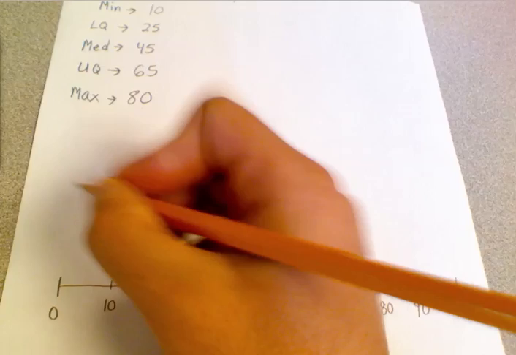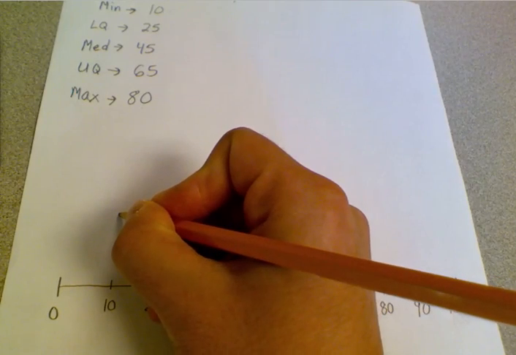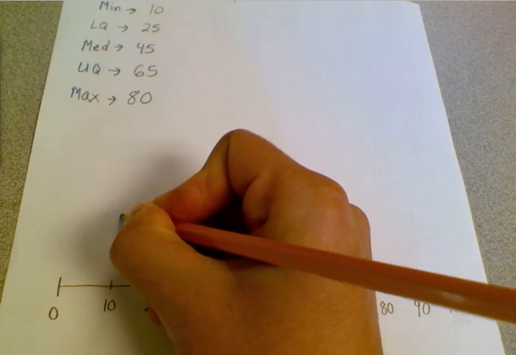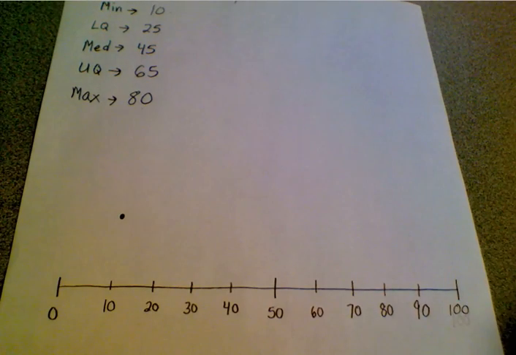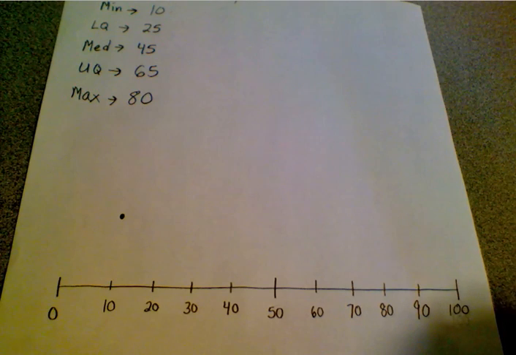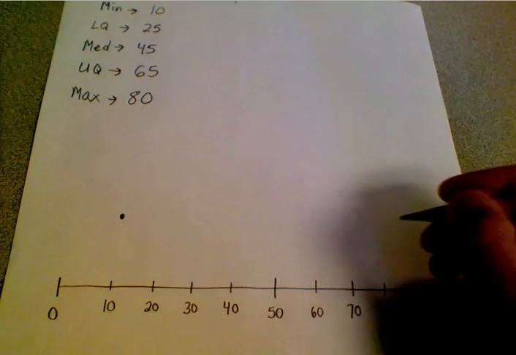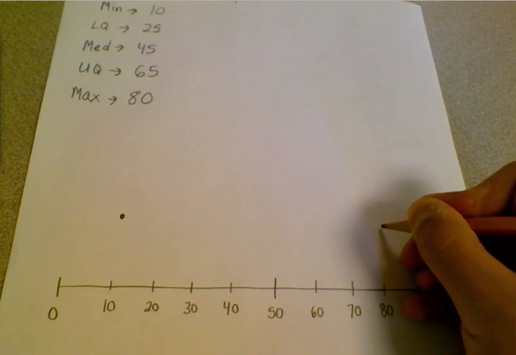I see that my minimum is 10, so I'm going to put a dot right above 10. All right, and then I'm going to put a dot right above 80 here. That is my maximum.